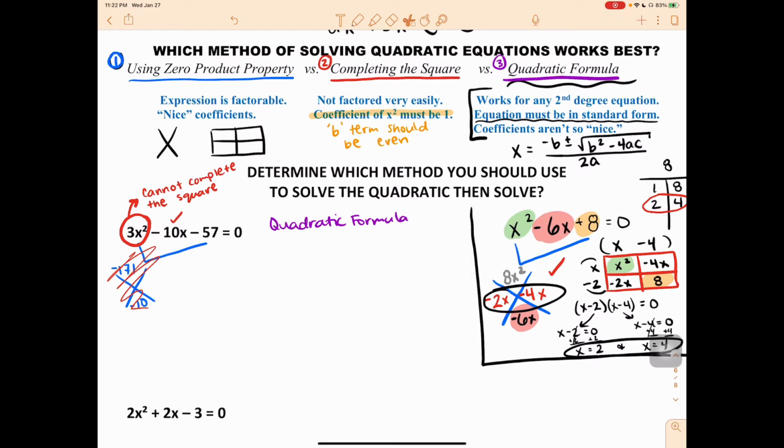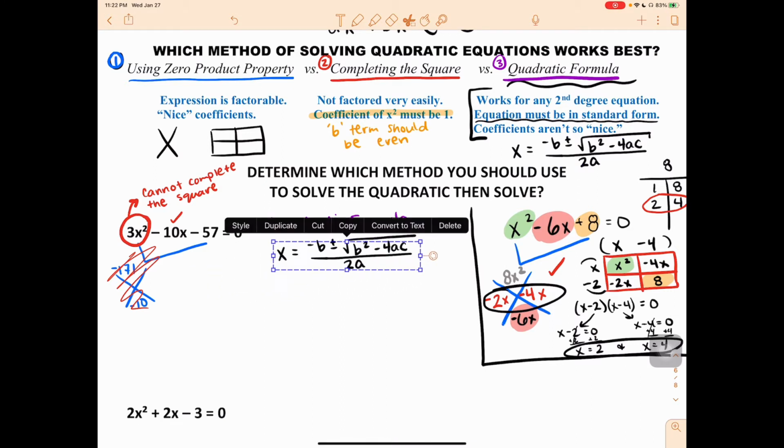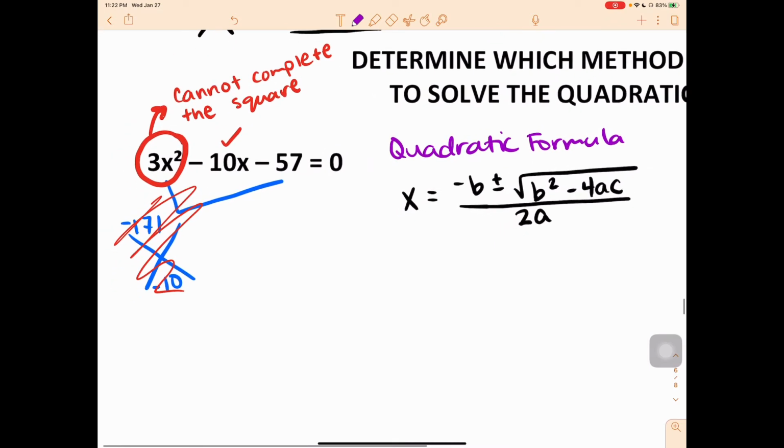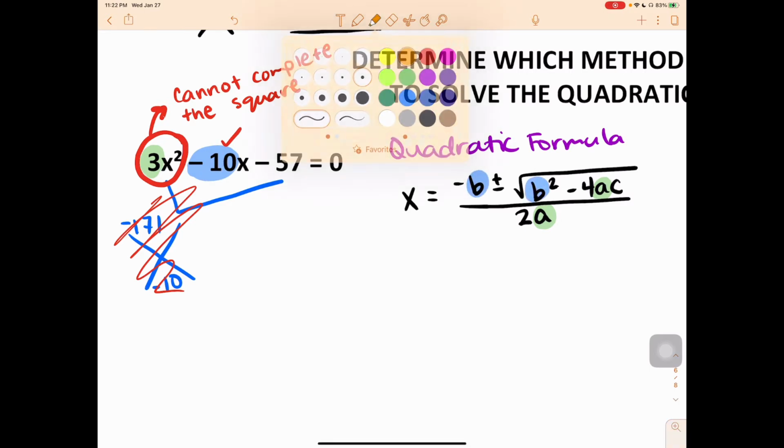So I'm going to go ahead and take this and copy it on over. Okay. So we're going to highlight a little bit because we need to find A, B, and C. Now I'm going to go and zoom in a bit here. All right. So A is where the 3 is. That is the A term in ax squared plus bx plus c. A is right here as well. The negative 10 is our B. So that's where the B's are going to go. And then the negative 57 is our C.